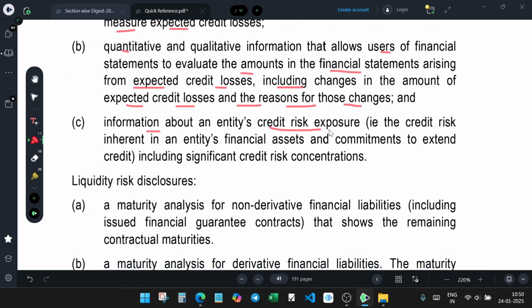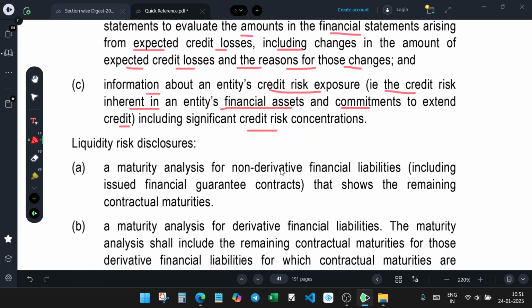Information about the entity's credit risk exposure, that is, the credit risk inherent in the entity's financial assets and commitments to extend credit, including significant credit risk concentrations. What is a credit risk? What does credit risk mean? I have got a loan and am able to repay it normally. That is normal, that's no risk. When there is a problem of repaying the EMI, then it becomes a credit risk.